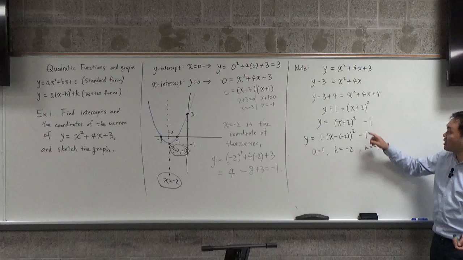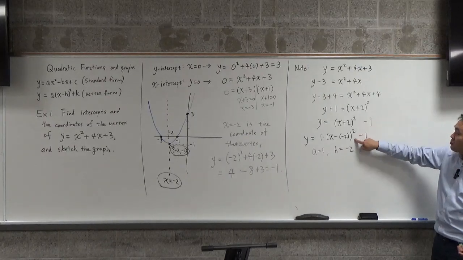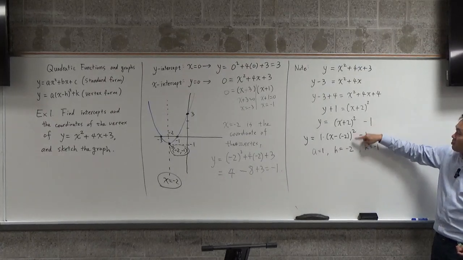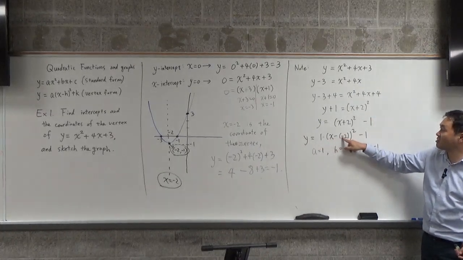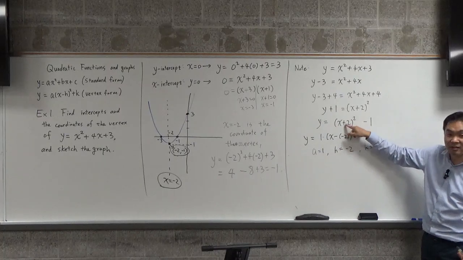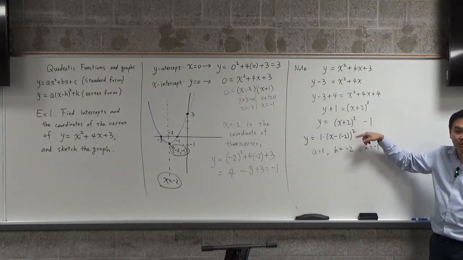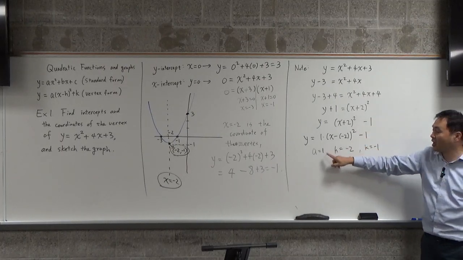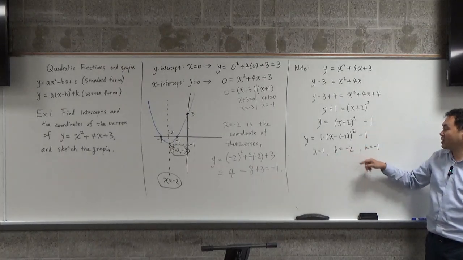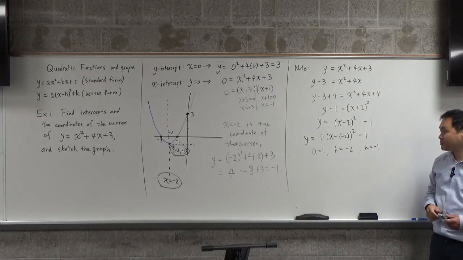Yeah, so all I did was I wrote this in this form. And these are the same, right? 1 times doesn't do anything. Minus minus is plus. So indeed, this is the same as that. These are exactly the same. Do you agree? And if you write in this format, you see that a is 1, h is negative 2, k is negative 1.